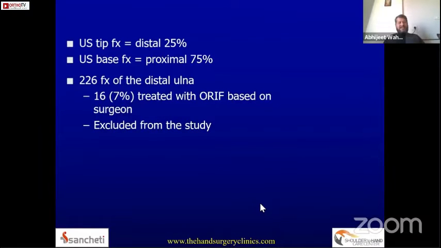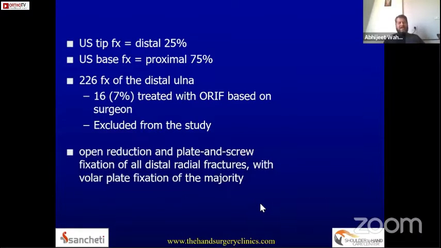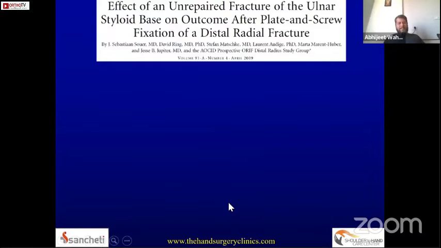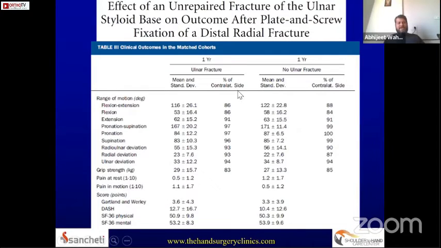And they excluded 16 patients from this study where the ulnar styloid process was fixed per the preference of the operating surgeon. They also took into consideration the ORIF for the distal radius. And you can see here, when they compared the contralateral side, ulnar fracture and no ulnar fracture, there was no significant difference in all the parameters between the ulnar fracture and no ulnar fracture cohorts.